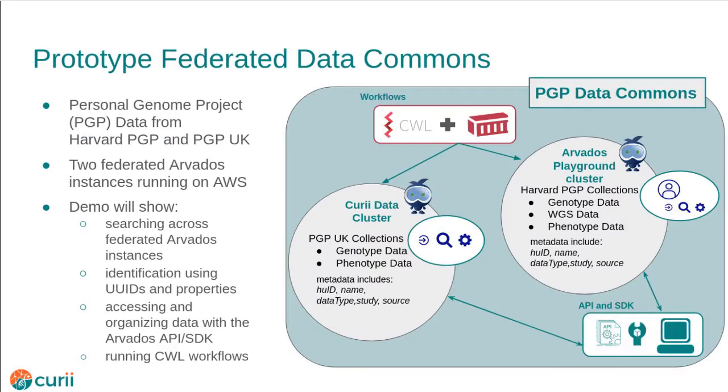Let's start with a demo of Arvados in action. The Personal Genome Project, or PGP, is a network of projects where participants have released their genetic data under consent that allows for unrestricted scientific research. The Arvados project originated from and serves as the technical foundation for the founding PGP project, Harvard PGP. In this demo, I will show how Arvados could be used to build a data commons for PGP.